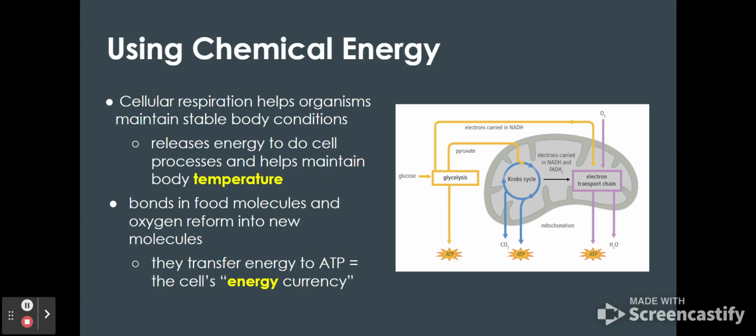Now, the bonds in food molecules and oxygen just reform into new molecules. They transfer energy to ATP. ATP is the cell's energy currency, which means any organelle in the cell can use ATP and it works.